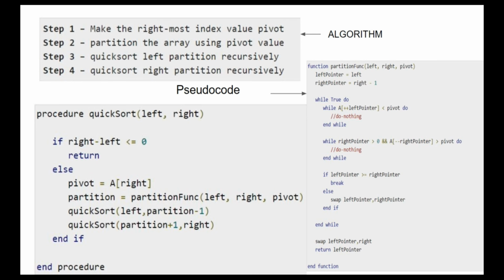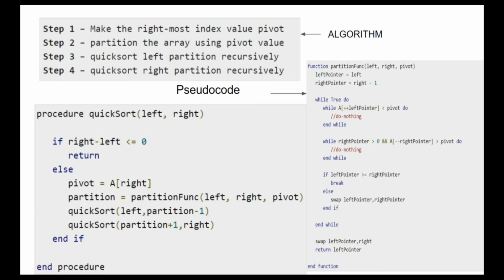Then when we look into the pseudocode, first check whether the array is empty or not, by considering the first element as left and the last element as right. If not, then the pivot will be the right element, that is the last element. Then partition the elements using the partition function, which partitions the array using the pivot value. The partition algorithm is shown on the right side.